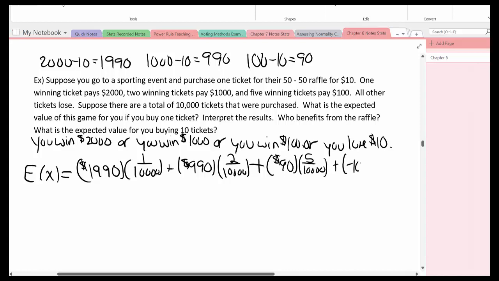Plus, well, if you lose $10, that's minus 10. Well, how many losing tickets are there? Well, there's a total of 10,000. There are 1, 2, 5 winning tickets. So that's a total of 8 subtracted from 10,000. That's going to be 9,992 losing tickets out of 10,000. Okay, so multiply.